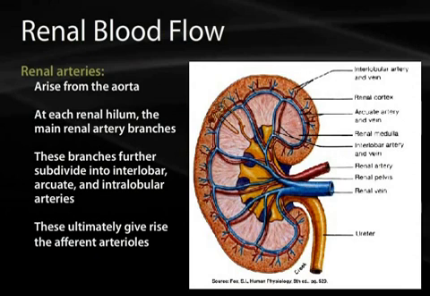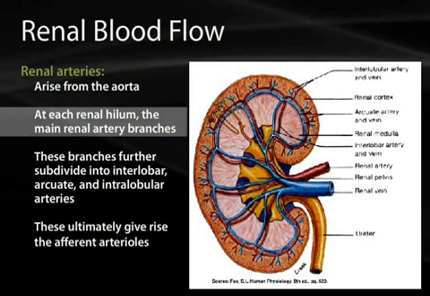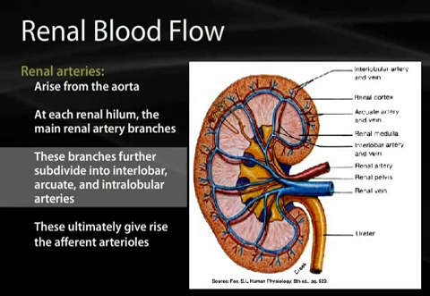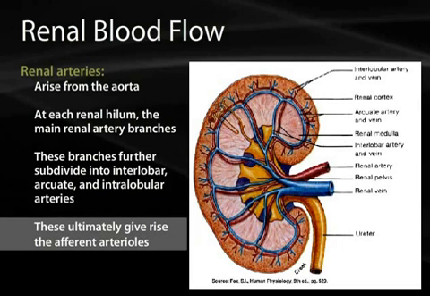With regard to renal blood flow, it's important to remember that the renal arteries arise directly from the aorta. Once they enter the hilum, the main renal artery branches into the interlobar, the arcuate, and the interlobular arteries. Ultimately, all these arrive into the afferent arterioles. The afferent arterioles are present in the glomerulus and will form part of the individual functional units of the kidney.